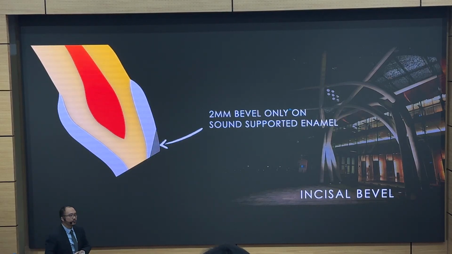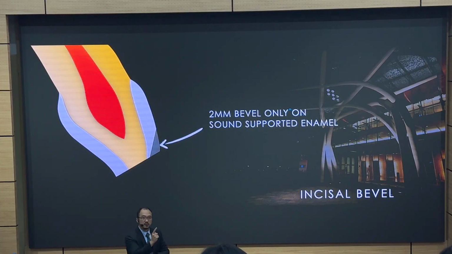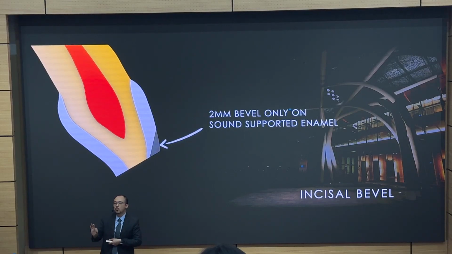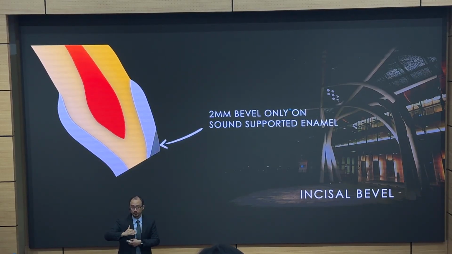Now, how much do you bevel? Everyone does it differently. The Italians, they like to bevel very, very little, 0.5 millimeters. I do 2 millimeters. Now, the thing to remember is this. A lot of people used to think that by beveling, you are increasing your bonding surface area, you are increasing your bond strength. The research says that's not the case. The only reason why you bevel is so that you have better color blending.